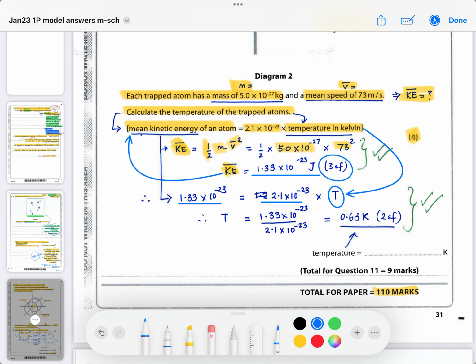Now, if I change the equation around, you'll see the temperature can be calculated by these two standard form numbers, and you'll see that the 10 to the minus 23s actually cancel out. So you can just divide 1.33 by 2.1 and you'll get a temperature to 2 significant figures of 0.63 Kelvin. That's only 0.63 above absolute zero. Remember, it's in Kelvin. Okay, the coldest possible temperature is minus 273. So this is minus 272.5, roughly speaking.